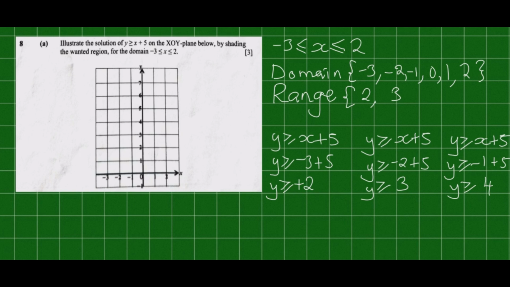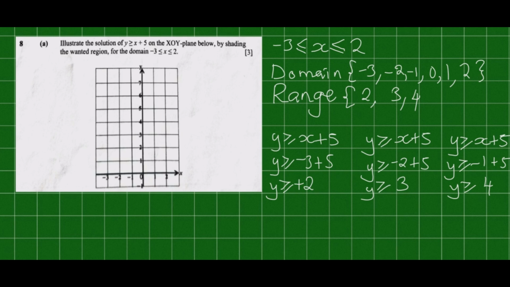Okay, now you should know that when you write a number without a plus sign or without any sign, that number is positive. So we're going to say comma 4 here. When x is equal to -1, then y will be 4. Now we work out, when x is equal to 0, what will be the value of y?